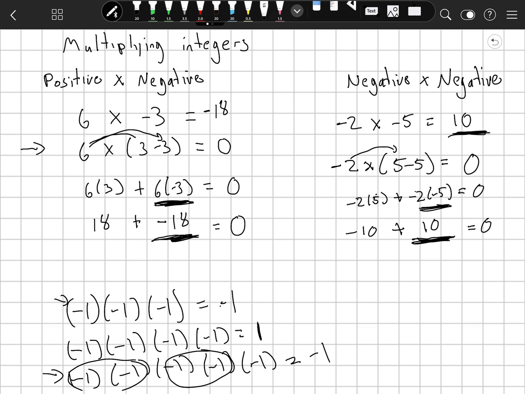Hopefully this helps you think a little bit about multiplying positives and negatives. Thank you very much.